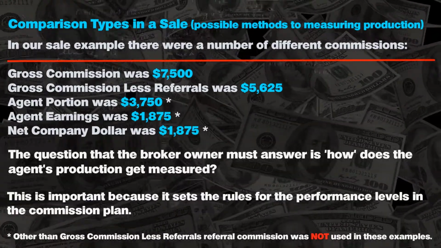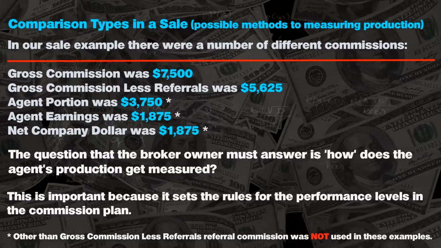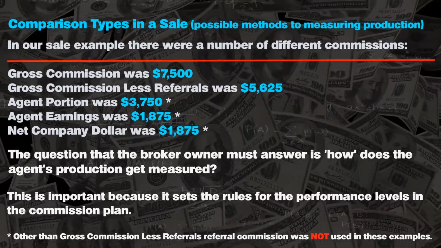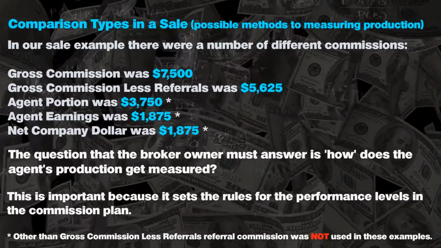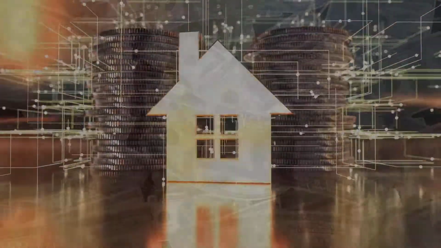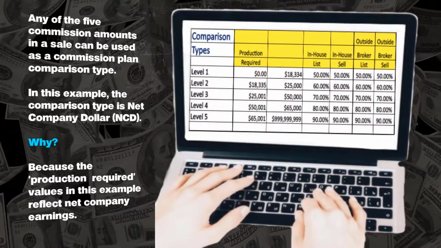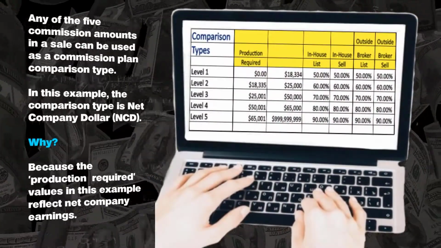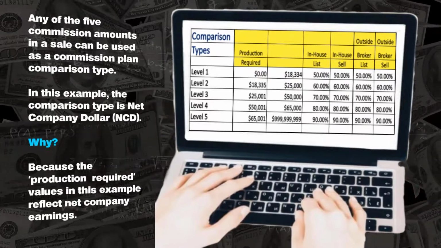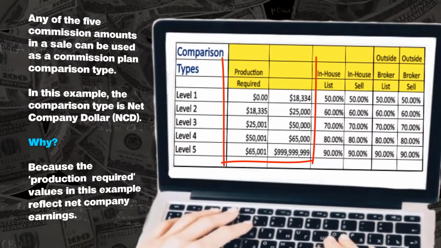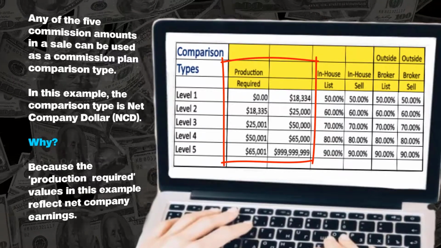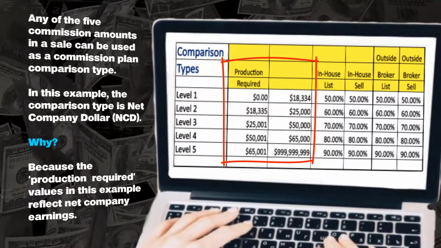This is important because it sets the rules for the performance levels in the commission plan. Any of the 5 commission amounts in the sale can be used as a commission plan comparison type. In this example, the comparison type is net company dollar. Why? Because the production required values in this example reflect the net company dollar earnings.